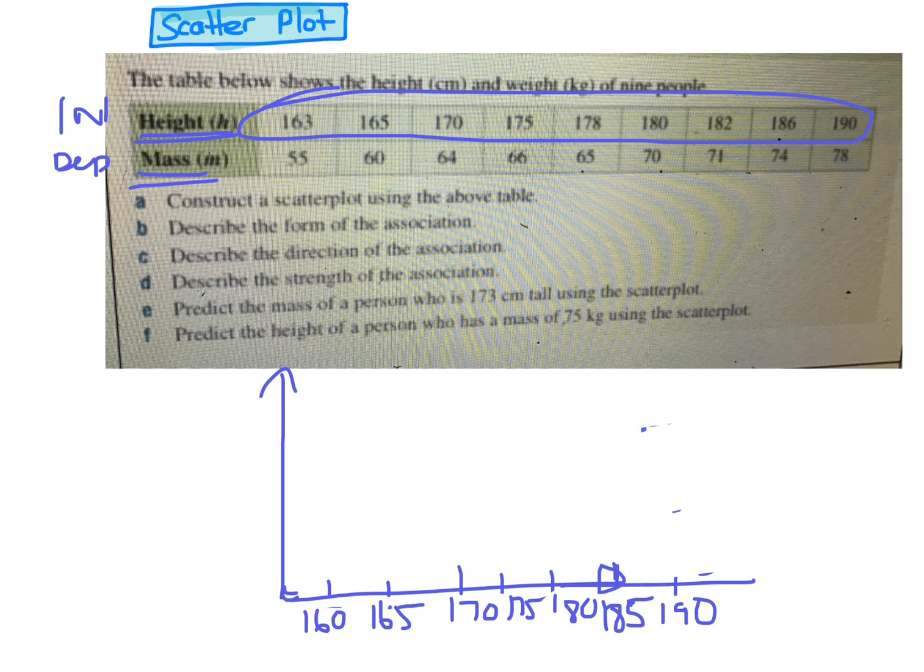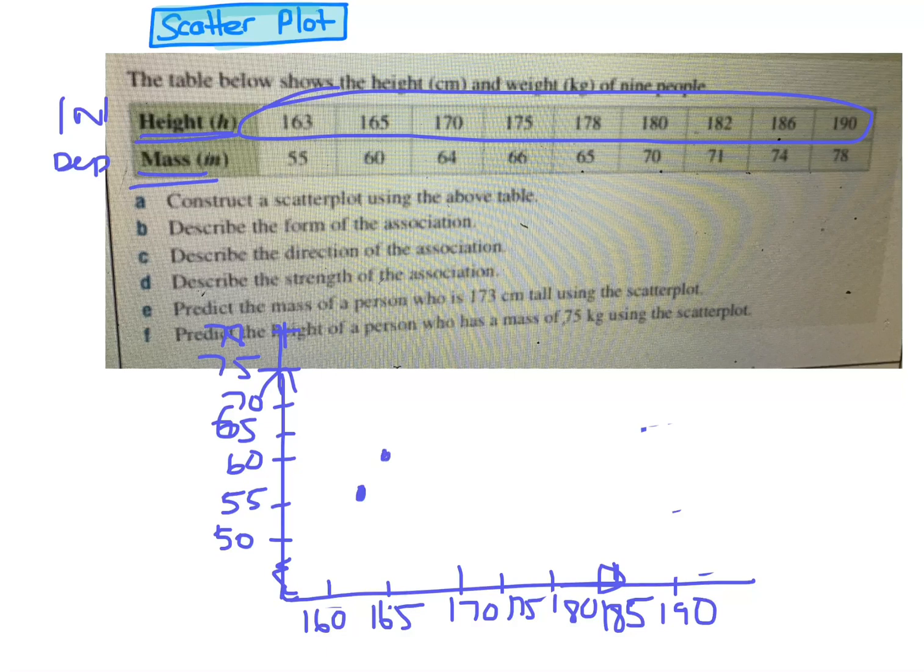Now going up the other way, you could do that if you can't quite fit it in. I think the smallest one is 55, so you might go 50, 55, 60, 65, 70, 75, and yep, there's a 78. So we'd go up there. You have 163 to 55, and you just plot a point.